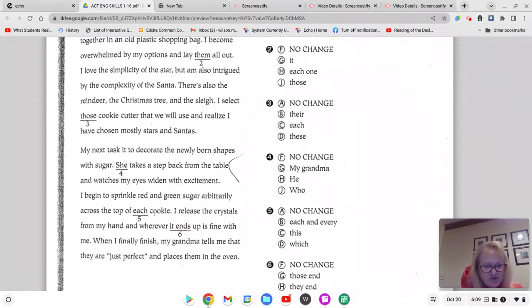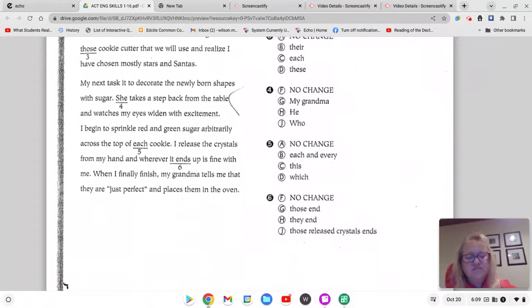Okay, then we go down to number 5. I begin to sprinkle red and green sugar arbitrarily across the top of each cookie. Arbitrarily means like without a plan. And that sounds right. Each and every would not be wrong, but like I said on the ACT, they want you to have the shortest correct answer. And they don't want you to change something if it's correct. So each is what we're going to use.